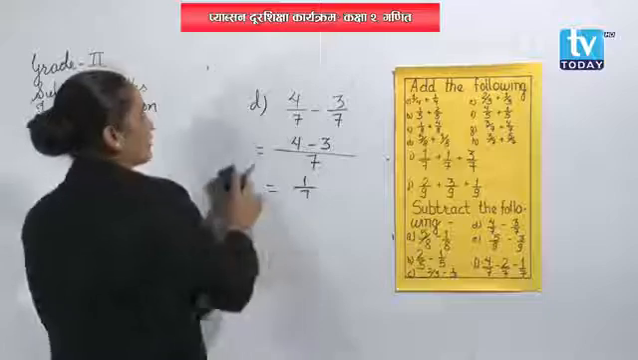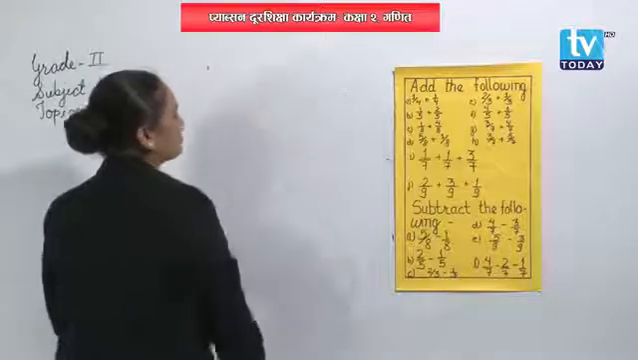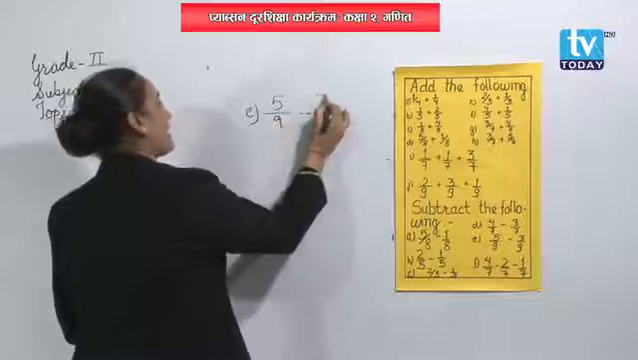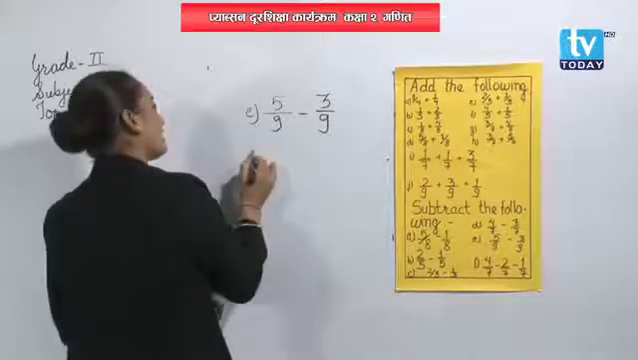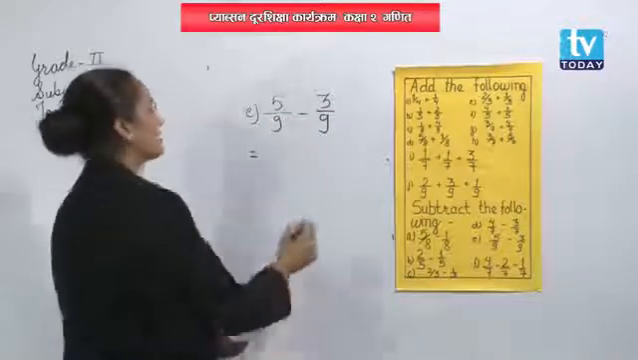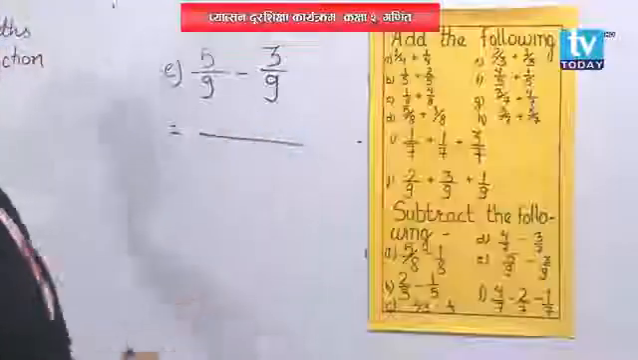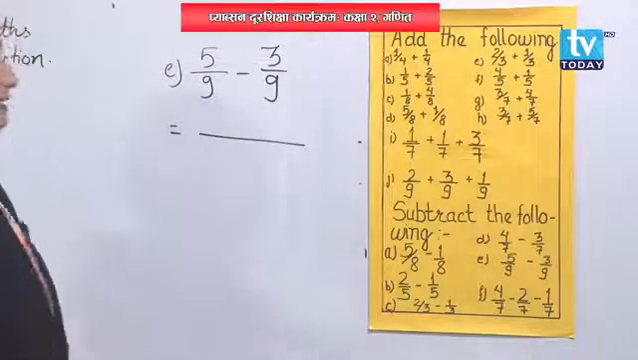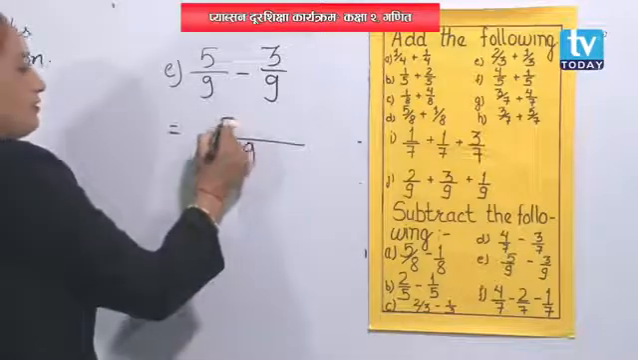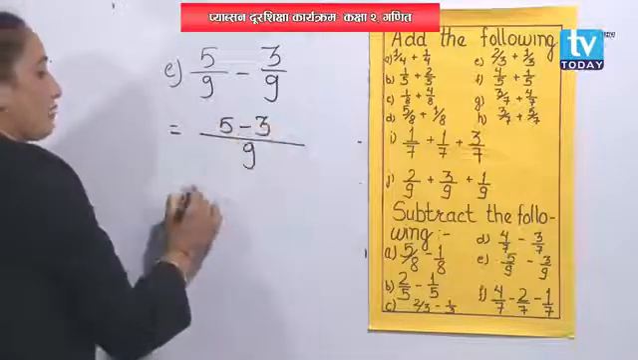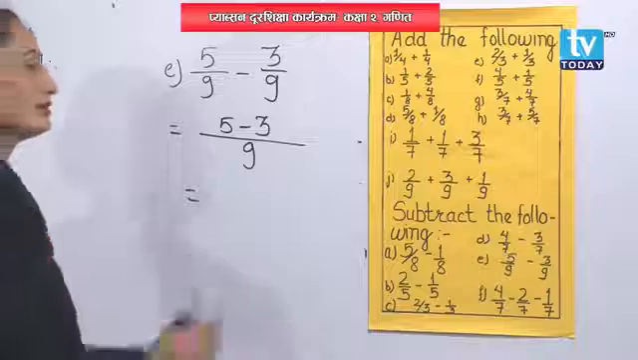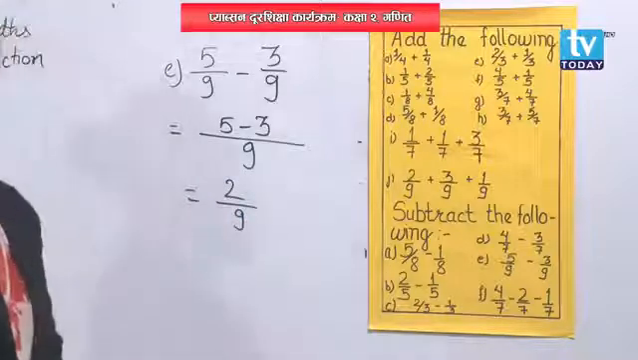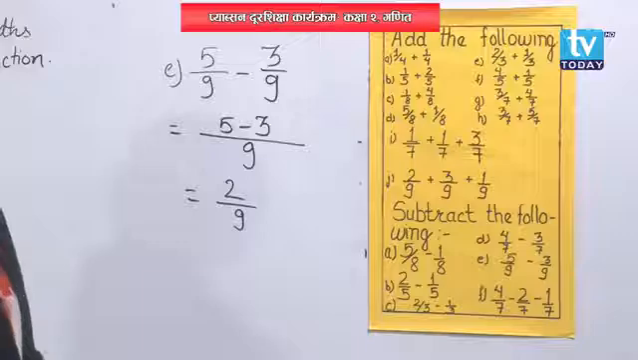Now, can you tell me what the question in E is? It's 5 by 9 and 3 by 9. It's good. Okay, students. Write down. Take a common denominator. What is the common one over there? 9. And 5 minus 3. What will be the answer? 2 by 9. Do you understand?